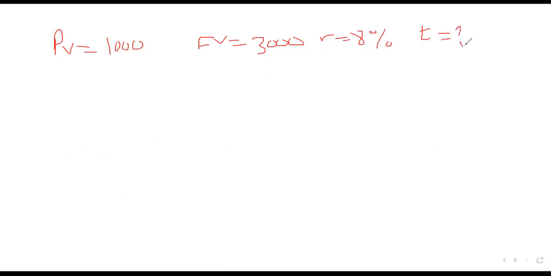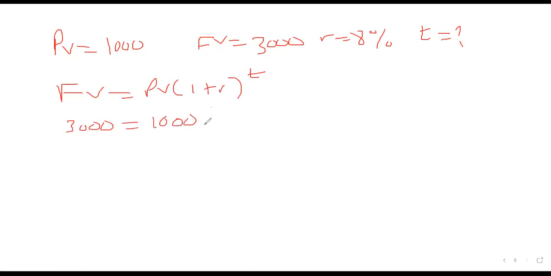Now, time value of money can also twist sides. You'll be given the present value as 1,000, the future value as 3,000, and the rate as 8% compounded annually, and you're asked to find the time. What is the time? So the formula for future value is what? Present value times (1 plus r) to the power what? Time. So in this case, our future value was 3,000, our present value is 1,000, our interest rate is 8%, and our time we do not know.